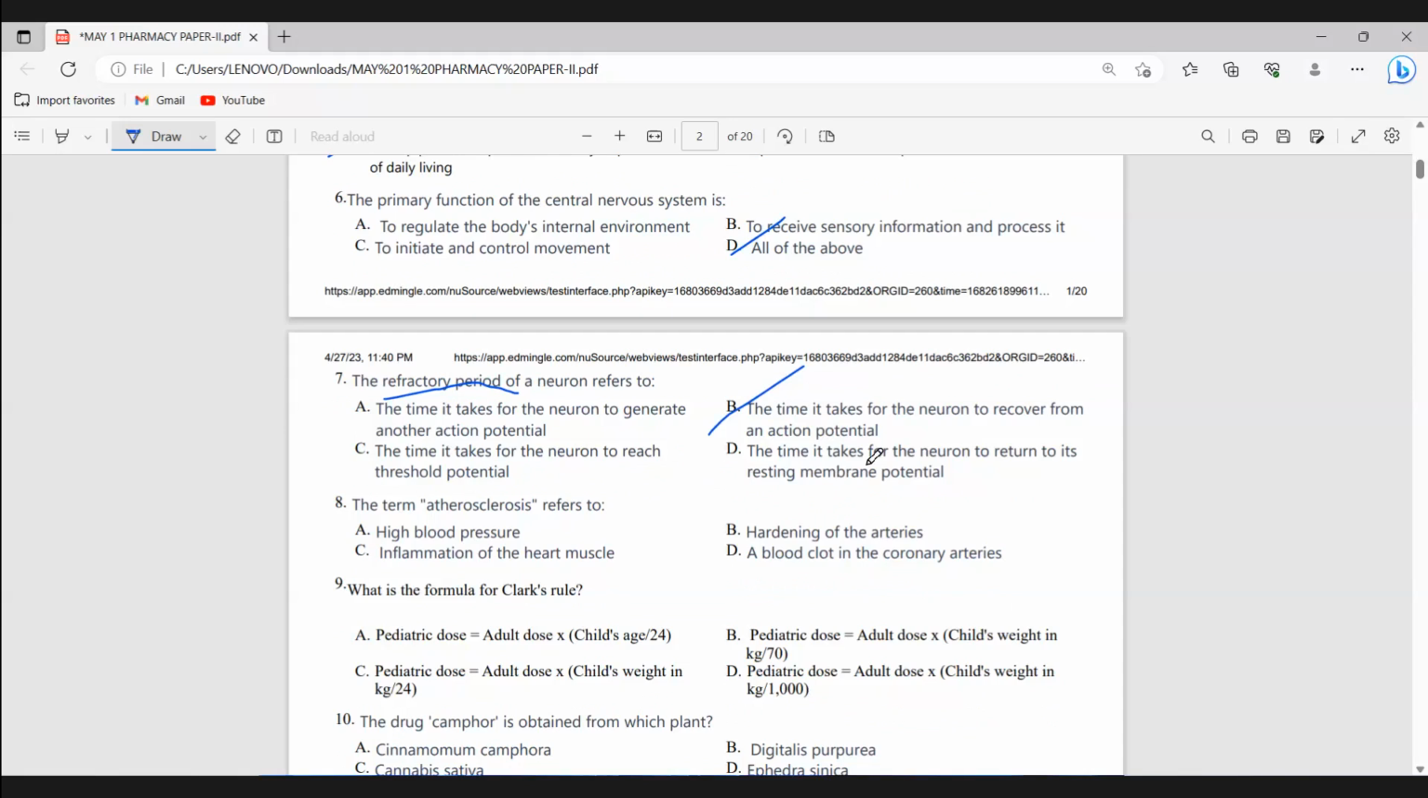Then 8th question. The term atherosclerosis refers to hardening of arteries.